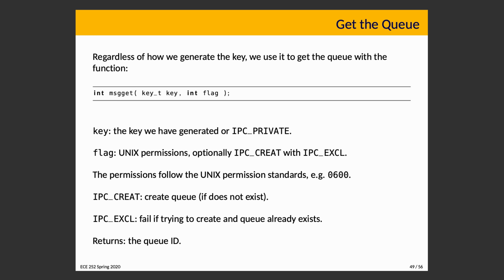Flags is Unix permissions, and permissions follow the Unix standards, so if you want it to be read and write by the owner, 0600, something like that. You will combine them with IPC create if you need to create the queue, and possibly combine with IPC exclusive, which says fail at trying to create the queue if the queue already exists. They are combined using the bitwise OR operator. We'll see that when we get into the actual example. And the integer return value here is the queue ID. That ID is going to be used for the actual communication that we want to carry out.